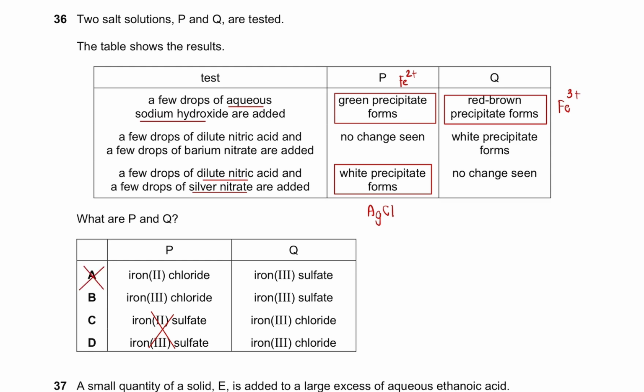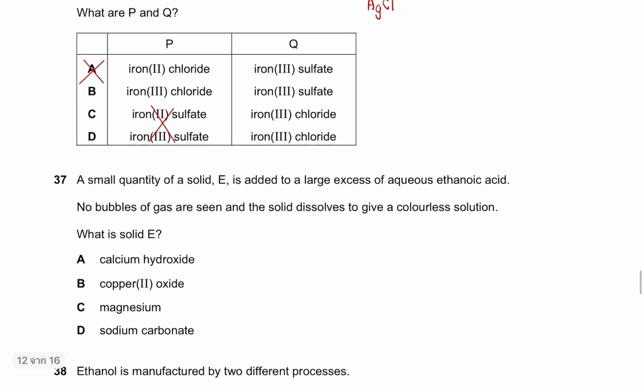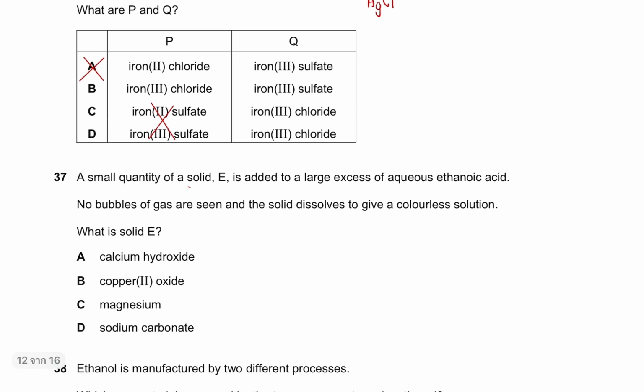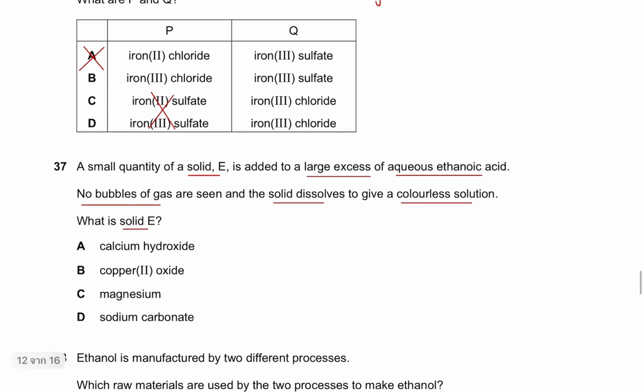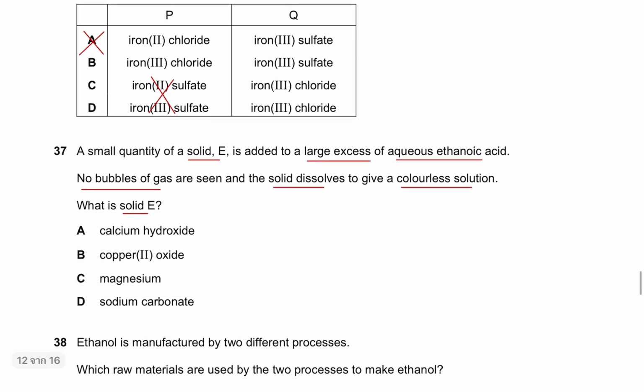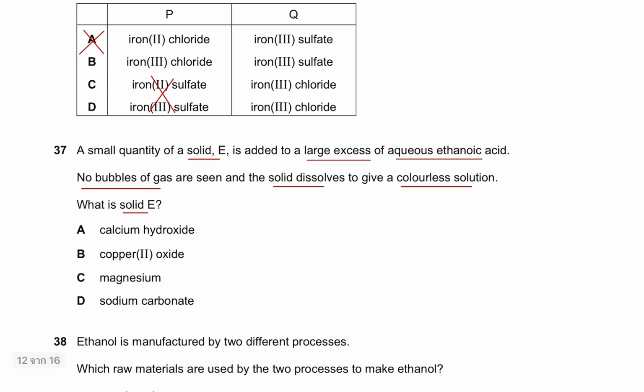Okay. Then 37. A small quantity of solid E is added to a large excess of aqueous ethanoic acid. No bubbles of gas are seen, and the solid dissolved to give a colorless solution. What is solid E? Large excess, no bubbles of gas are seen, and the solid dissolved to give a colorless solution.